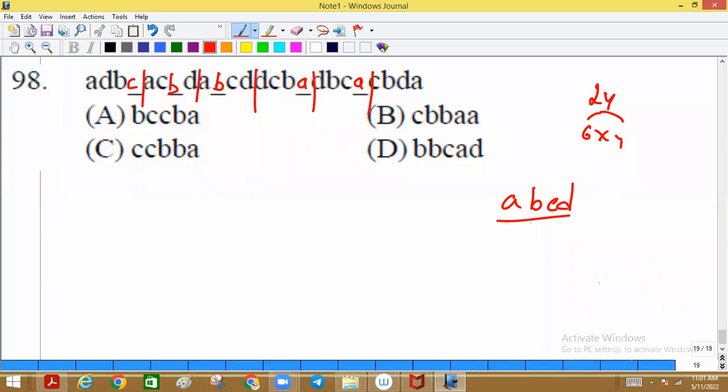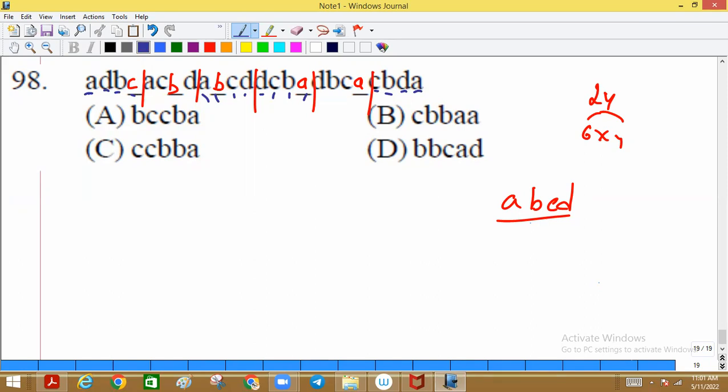If you closely observe this question, what's the first letter here? A. Here also A. Here D. Here also D. Here B. Here also B. Here C. Here also C. It's like a mirror image. You can see at the center D, D, C, C, B, B, A, A. So it's also repeating, but like a mirror image.